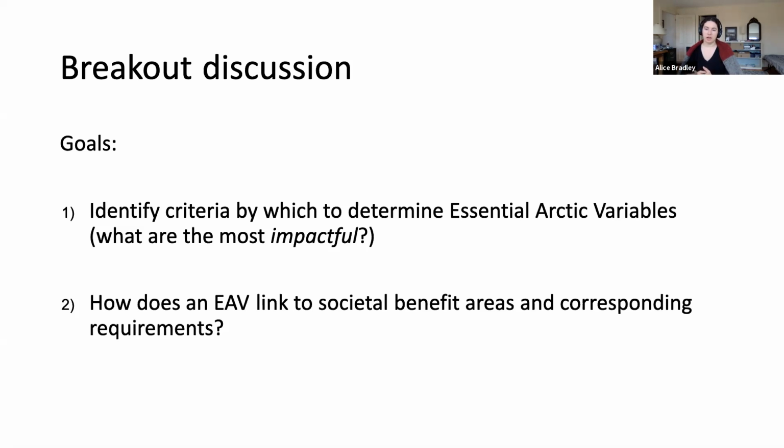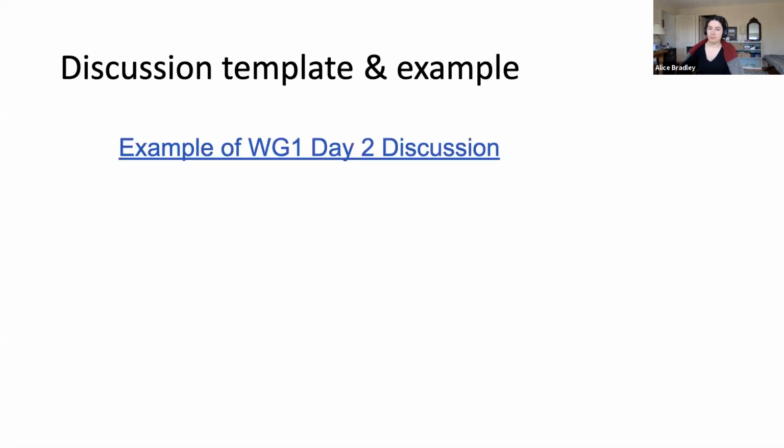For the second one, within your discussion group, you will pick something as an essential Arctic variable. You're not committed to this forever, but for the purposes of this discussion, pick an essential Arctic variable, think about its applications, think about the research and societal questions that might come out of that, and then think about what the observing requirements are to match that.